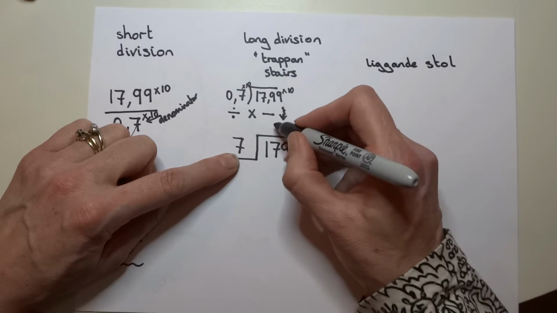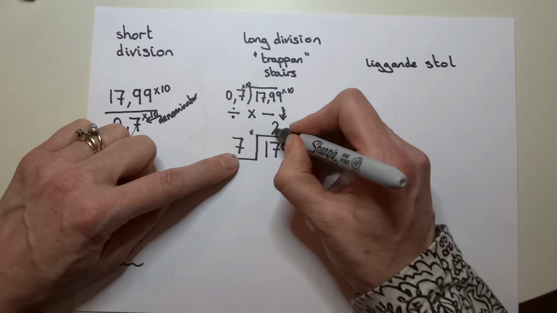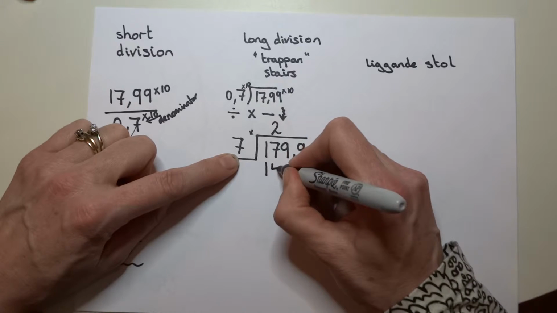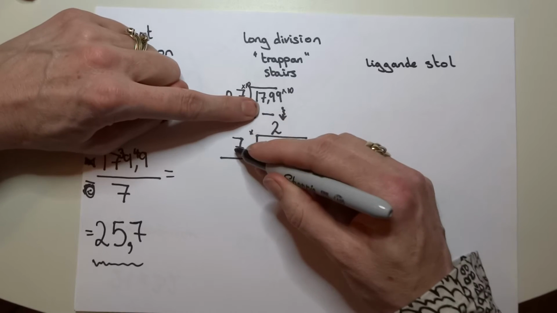17 divided by 7 goes 2 times. Then we do our multiply step. 2 times 7 is 14, and we write the 14 under the 17. So now we've done the divide, then we've also done the multiply step.